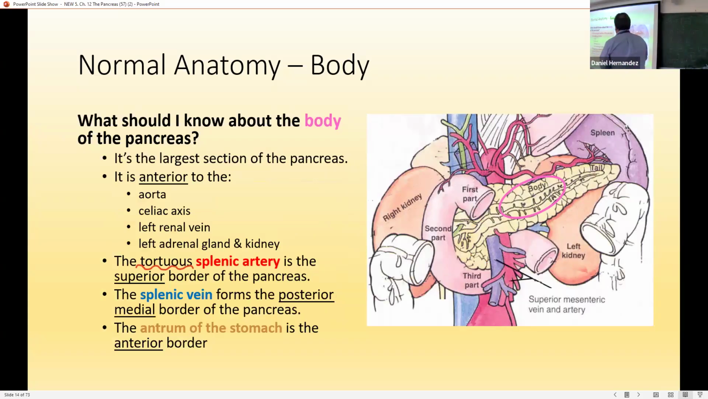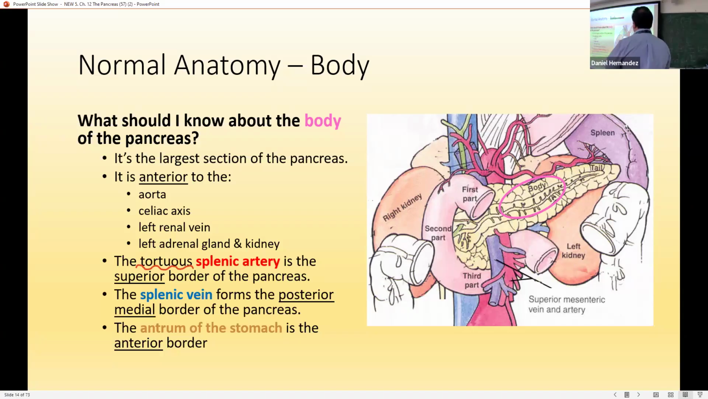Right, so the body of the pancreas. It's the largest section, or largest portion, of the pancreas. Again, the body lies anterior now to the aorta. So again, the pancreas is midline, a little towards the right, and then angles out towards the patient's left. So technically it's anterior to the aorta now, whereas the head and the uncinate process were anterior to the IVC. So the body would be considered anterior to the aorta now.